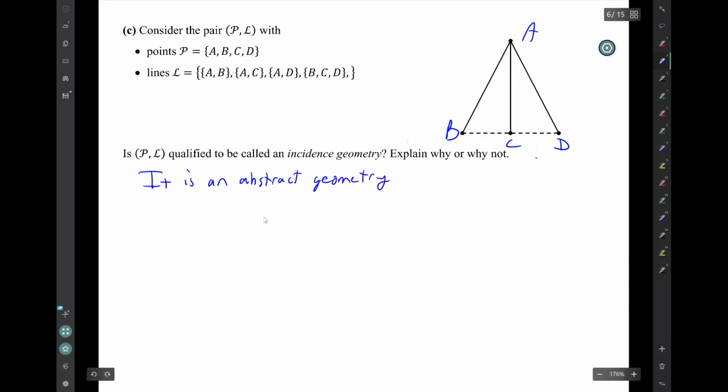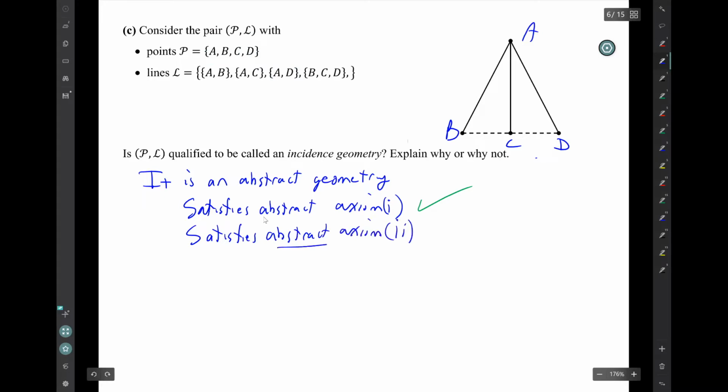And let's actually be more explicit. Let's just point out that it satisfies abstract axiom 1. Good. Every 2 points has at least one line that they both lie on. And it satisfies abstract axiom 2. Notice that every line contains at least 2 points. One line contains 3 points. That's okay. Now what about the incidence axioms?